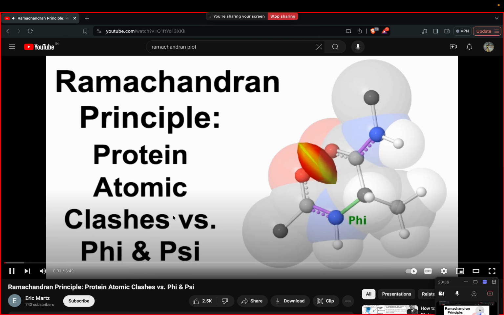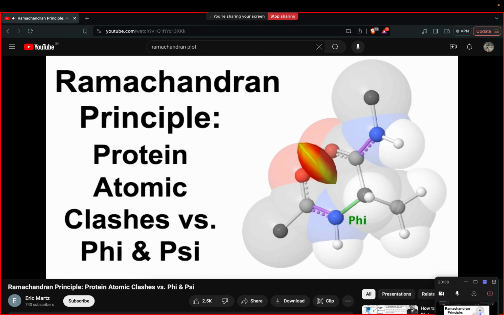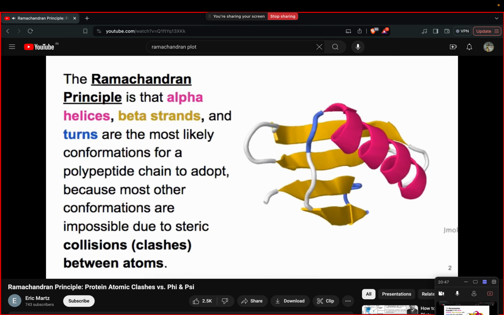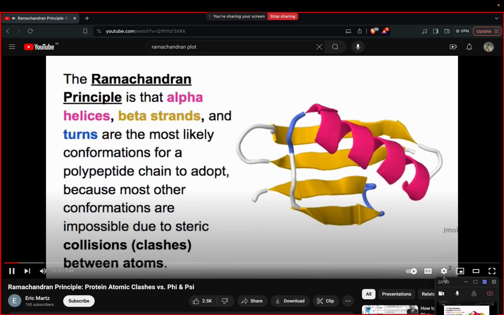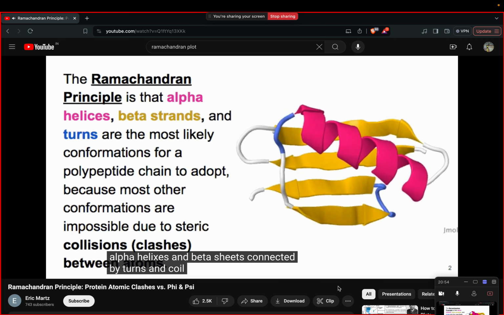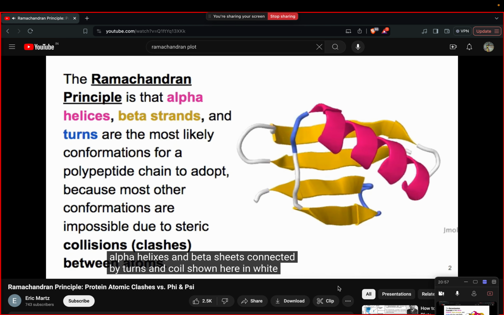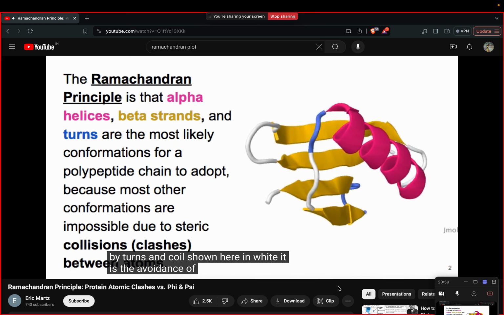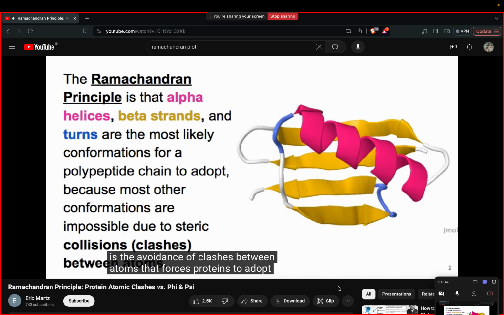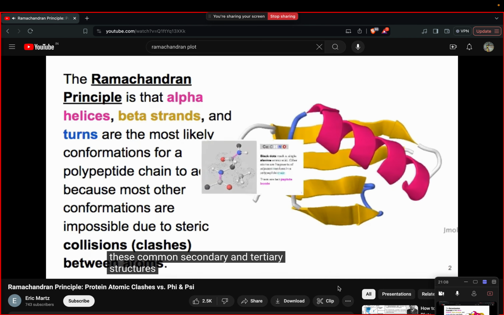I wanted to understand the Ramachandran plot. Two atoms cannot occupy the same space. That simple principle determines a great deal of protein molecular structure. Most proteins consist almost entirely of alpha helices and beta sheets connected by turns and coil, shown here in white. It is the avoidance of clashes between atoms that forces proteins to adopt these common secondary and tertiary structures.